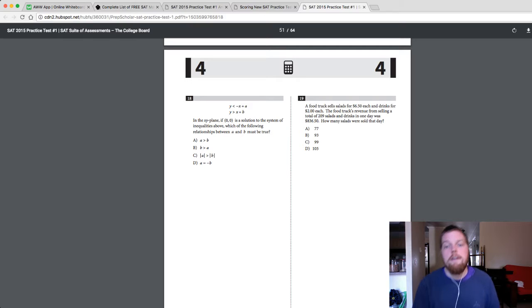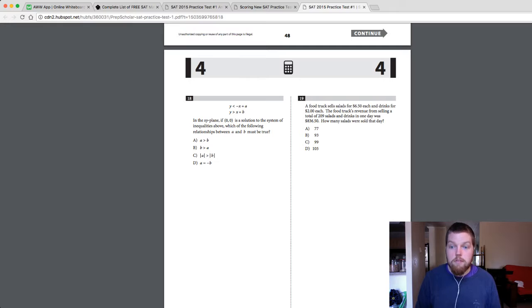19, food truck. Sell salads for $6.50 each and drinks for $2 each. The food truck's revenue from selling a total of 209 salads and drinks in one day was $836.50. How many salads were sold that day? All right, we're going to set up a system of equations here. We need to write two equations with two variables and then solve for one of them to get our answer, how many salads were sold that day.